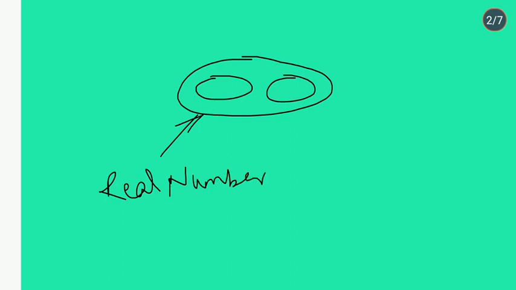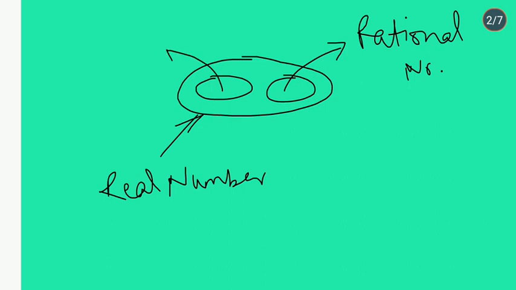As you already know that real number contains rational number and irrational number, so you can denote it like this. This is the real number, this is the rational number, and this is the irrational number.